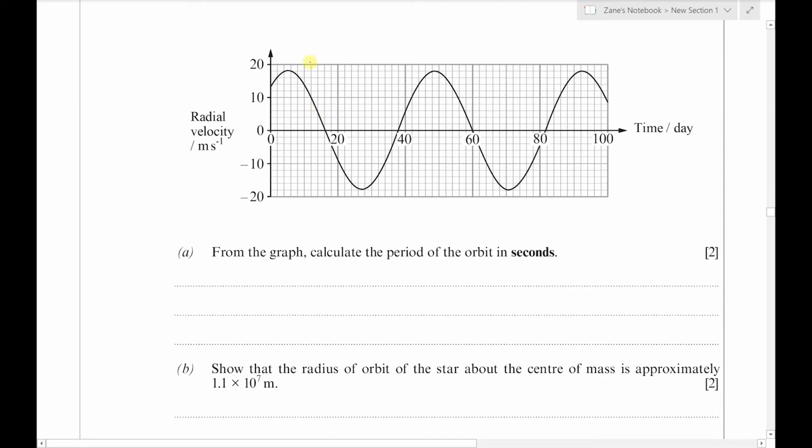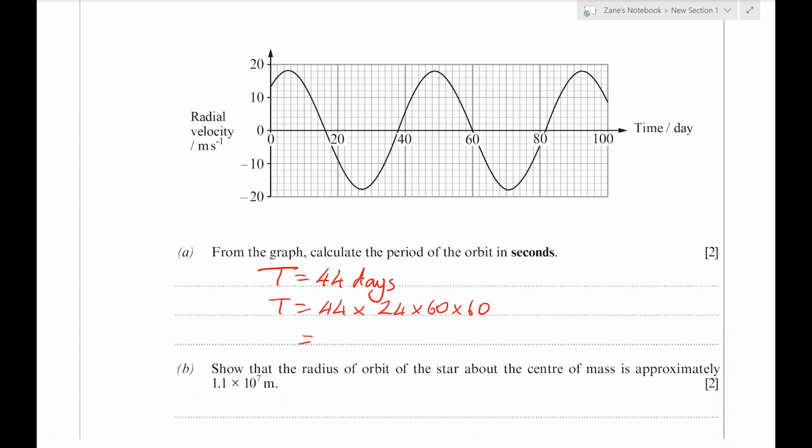Well, the period is the time for one complete orbit, or one complete variation in the radial velocity. So if we read across to the next time when the velocity is the same as it was at the start, at roughly 13, then we're looking at about 44 days. So T is 44 days. So 44 times 24 hours in a day times 60 minutes in an hour times 60 seconds in a minute gives us an answer of about 3.8 million seconds.